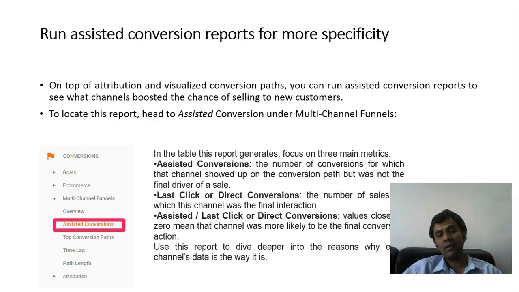This is the second metric: the number of sales for which the channel was the final interaction. Number 3, assisted or last click or direct conversions. A value closer to 0 means that channel was more likely to be the final conversion action. Use this report to dive deeper into the reasons why each channel data is the way it is.